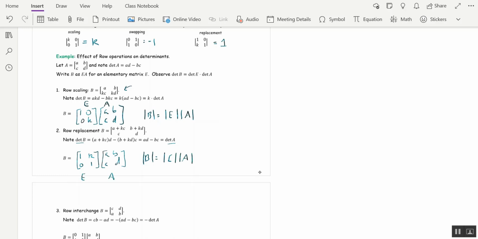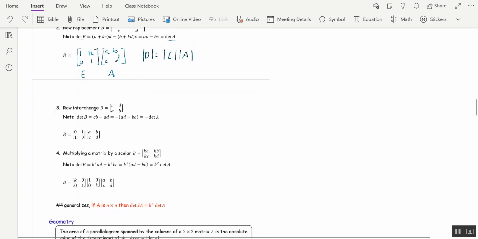And again, note that the determinant of B is the determinant of E, if I call this E, times the determinant of A. So in English, scaling a row of A changes the determinant by that scaling factor K. Row replacement on a matrix A does not change the determinant. And just to speed things along, I've already done these second two examples. Row interchange will change the determinant by a minus sign. And I already wrote B as the product of an elementary matrix E times A.